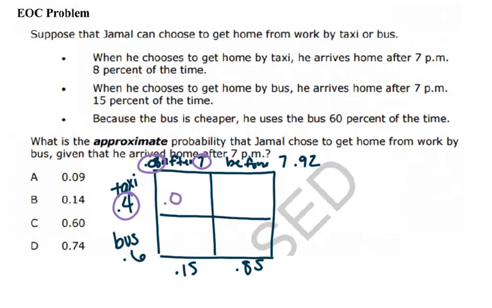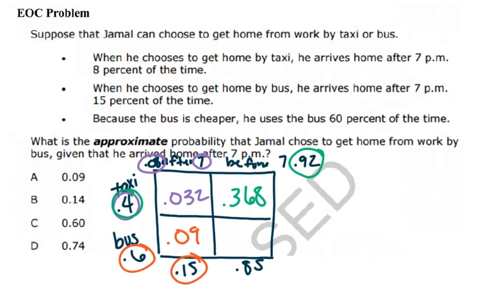And I get 0.032. And now I'm going to multiply these two numbers to get the next one, 0.368. And now I'm going to multiply these two numbers to get 0.09, and then I'm going to multiply these two numbers to get 0.51. So that's how you make your little chart. It's like combining a two-way chart and joint and marginal relative frequencies. Super confusing, I know, I'm sorry.